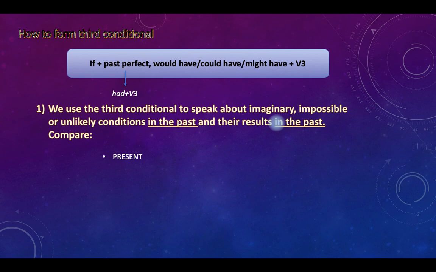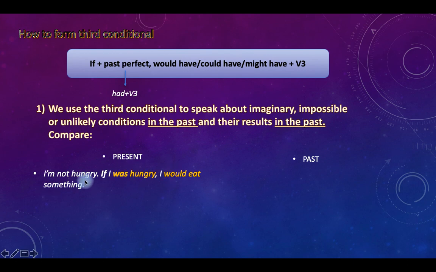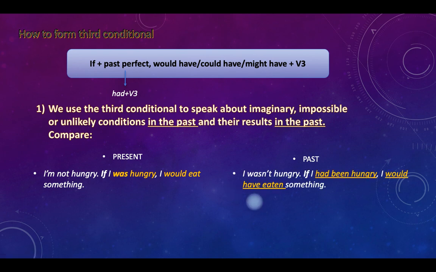Let us compare the second and the third conditional, the present and the past. I'm not hungry. If I was hungry, I would eat something. Aç değilim. Aç olsam bir şey yerdim. Right? In the past, I wasn't hungry. If I had been hungry, I would have eaten something. So this is the situation in the past. This is the situation in the present right now. Aç olsaydım bir şeyler yerdim.